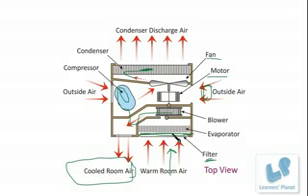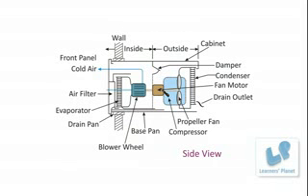So this is the top view, and here you can see the side view, which has blower wheel, drain pan, air filter, front panel, base fan, propeller fan. So all these things, the damper, the fan motor, these all play a very important role with the compressor, with the three main parts called evaporator, compressor and also the condenser, right?